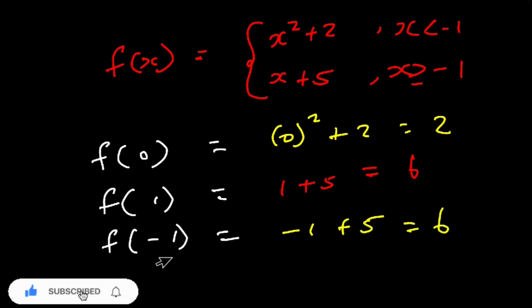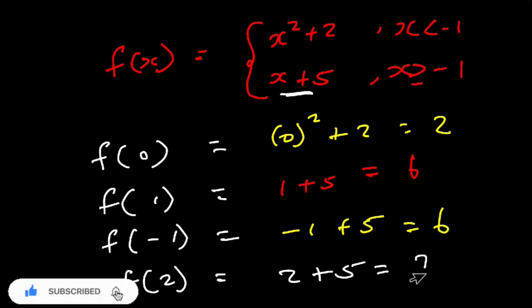Let's find f of 2 again. So here 2 falls within this range because 2 is greater than or equal to negative 1. So we make use of this function. It's going to be 2 plus 5. 2 plus 5 is equal to 7. This is all about how to evaluate piecewise functions. Let's solve the last one.